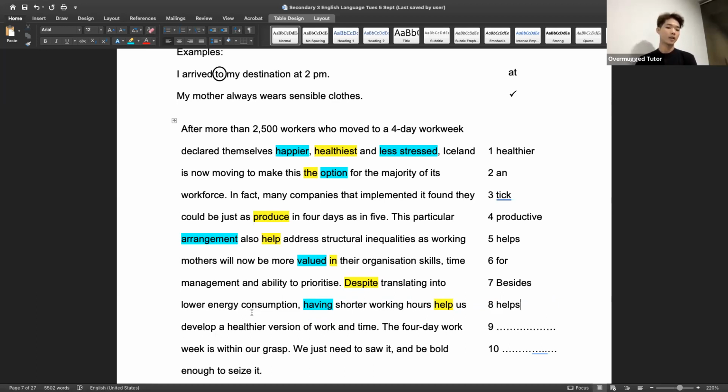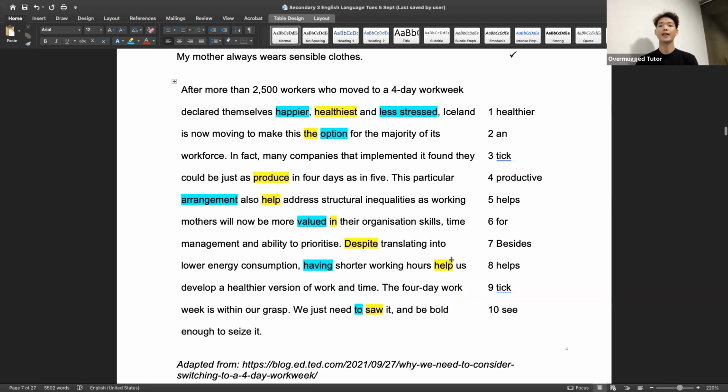Develop a healthier version of work and time. The 4-day work week, this is a tick. It's within our grasp. We just need to see it because of the word "to." Therefore, it is a C. Yep, this is the answer. Can? So, okay, I'm not going to ask how many marks you all get because I know you also won't put up your hands. So you just know it yourself, can already.